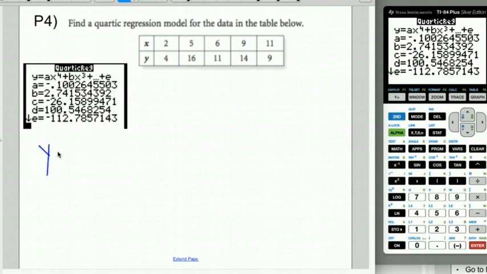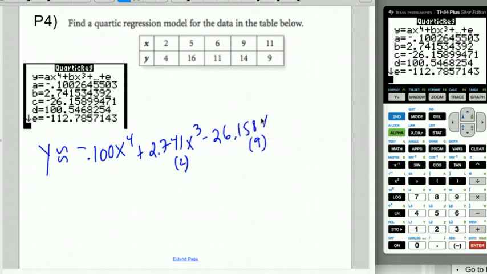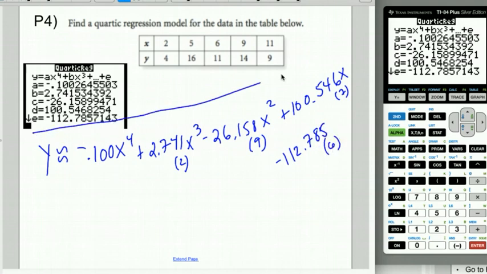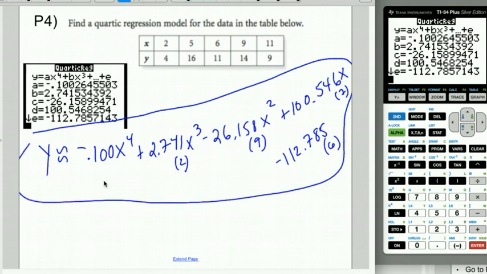But here I was just asked to find a quartic, so I'm going to do that, and I'm going to get negative 0.100 x to the 4th plus 2.741 or 2, depending if you're trying to truncate, x cubed, minus 26.158 or 9, depending if you round or truncate. Again, you shouldn't write both answers. You should just pick one, but I need to have both as your teacher so that I know that they're both correct if you put different answers, right? So that's with the x. And then lastly, 112.785 or 6. So again, you don't need those parentheses underneath. You just pick either you round or you truncate. I do both because as your teacher, I need to know which answers are possibly correct.